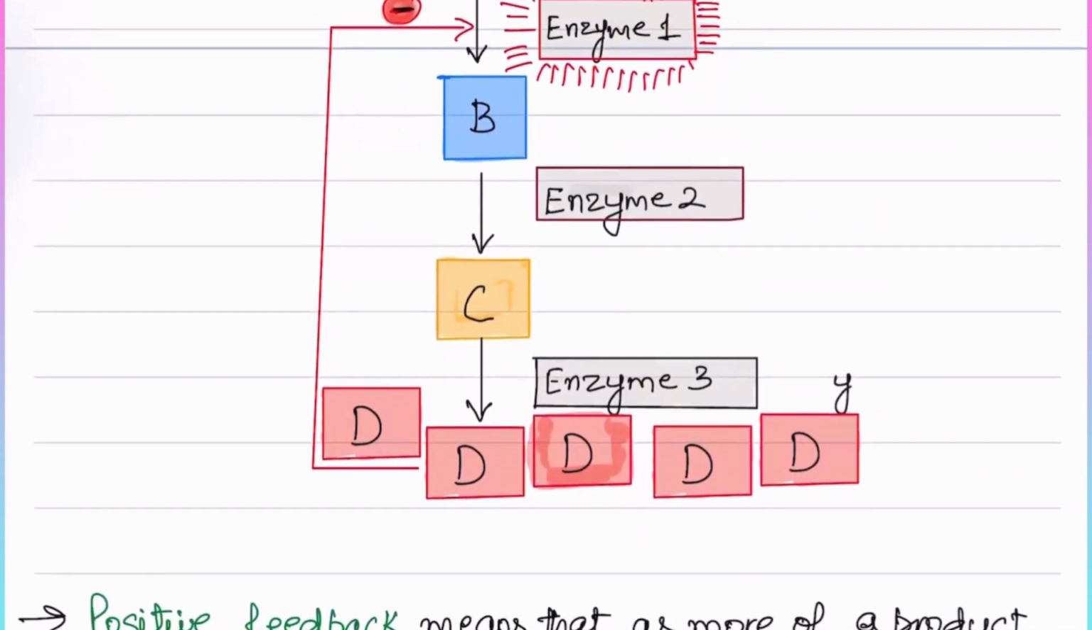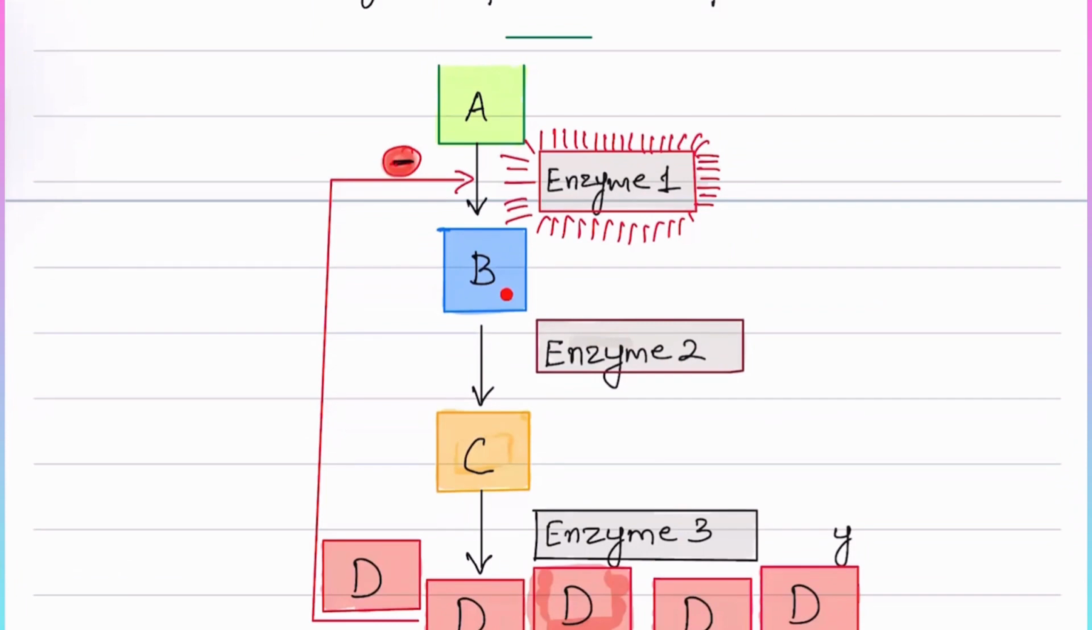So this is a process where A gives rise to B with the help of enzyme 1, B gives rise to C with the help of enzyme 2, and C gives rise to D with the help of enzyme 3. When the levels of D are very high, they will start inhibiting enzyme 1 so that no more D molecules are synthesized. This is called negative feedback.